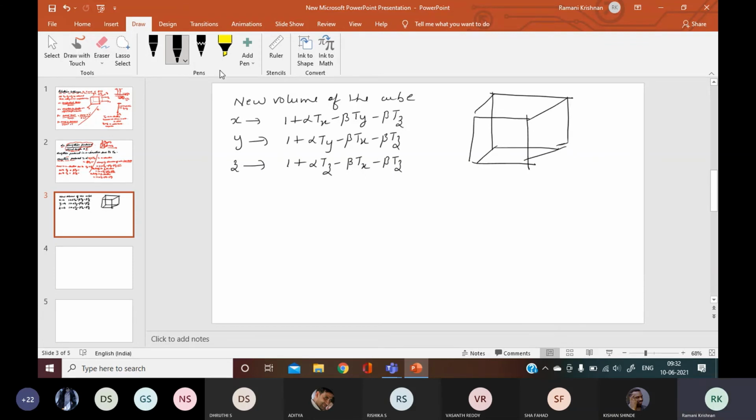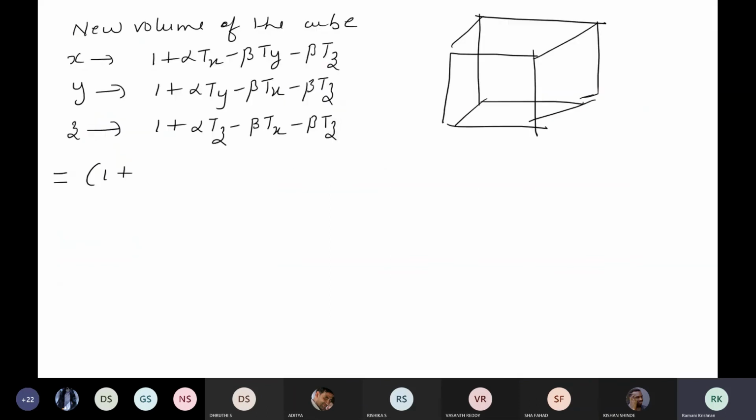Now let us write the new volume, which is given by length into breadth into thickness. I'll write 1 plus... Yes, ma'am, that is beta ty, not beta tz. Wow, very good.